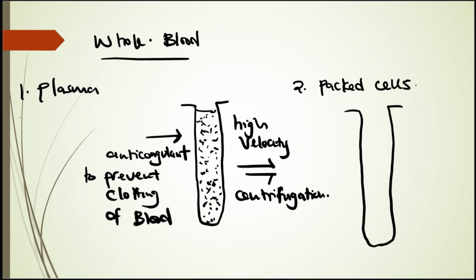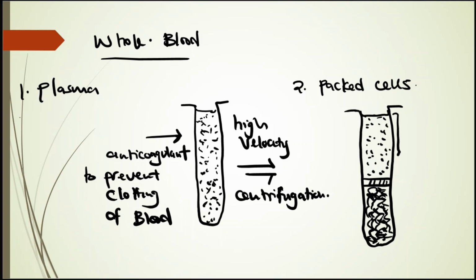Okay, so it will separate into its components. Underneath here, that's where the packed cells are going to be found. All the cells of the blood are going to be on the bottom of the test tube, and the liquid part of blood is going to be up here. The liquid part of blood is what we call plasma.